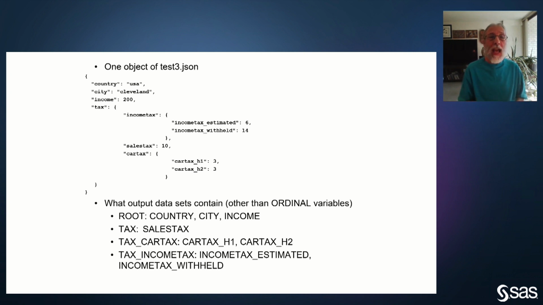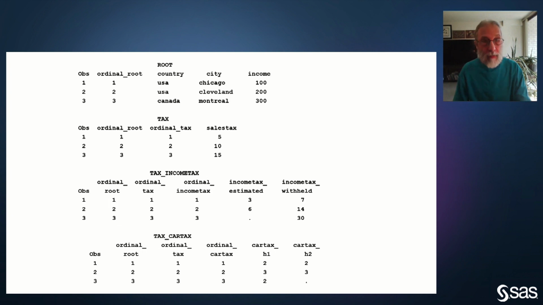Tax underscore car tax is a data set that has the values for car tax underscore H1 and H2, which are the values directly under there. And tax underscore income tax is the data set that has the values for income tax estimated and withheld, which are the values directly under there. If you stare at this for a while, it may give you some intuitive sense of how those component data sets get divvied up.